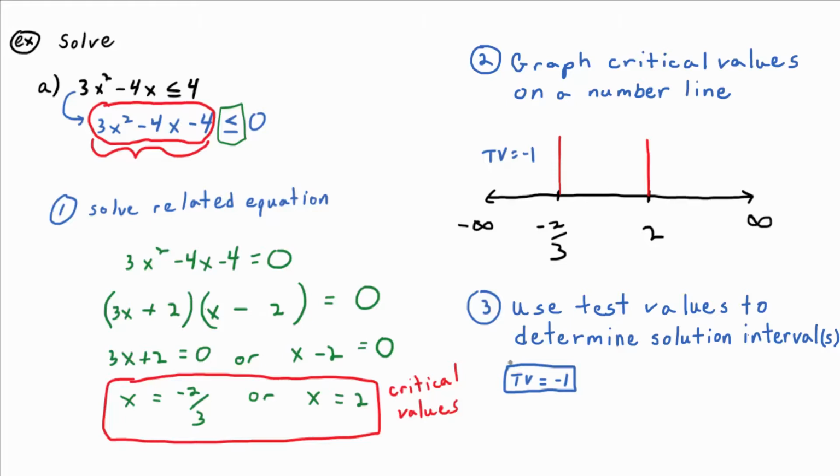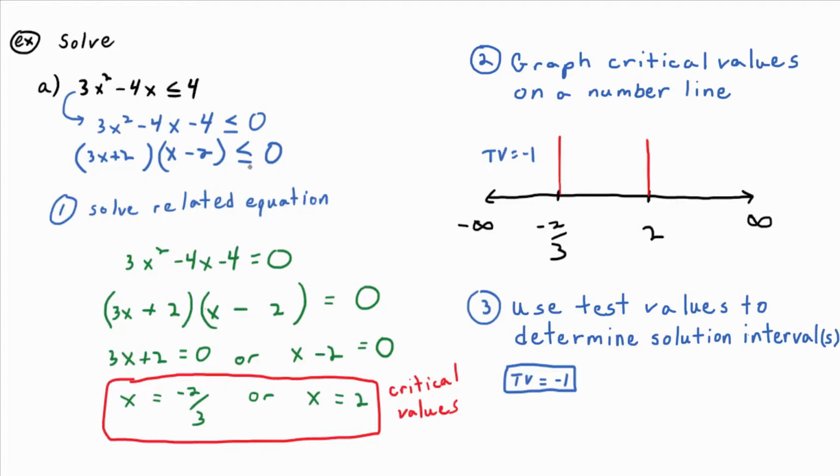well, okay, where do you want to put that? Well, look, if you look at the factored form of this guy, we know it factors to be 3x plus 2 times x minus 2. Look at the factored form of the inequality. It would be easiest to plug the negative 1 into that.